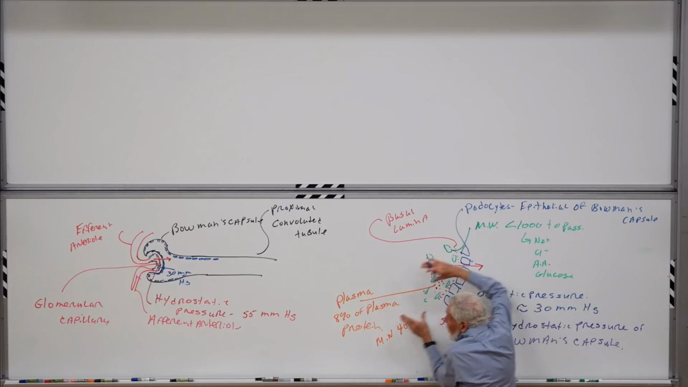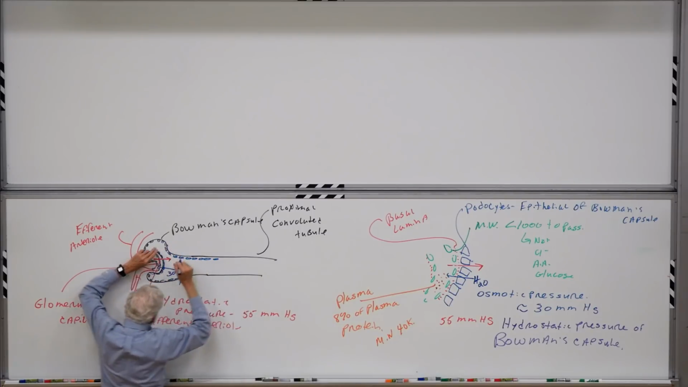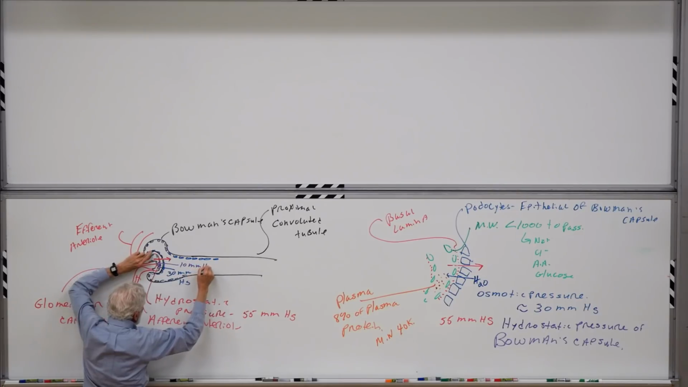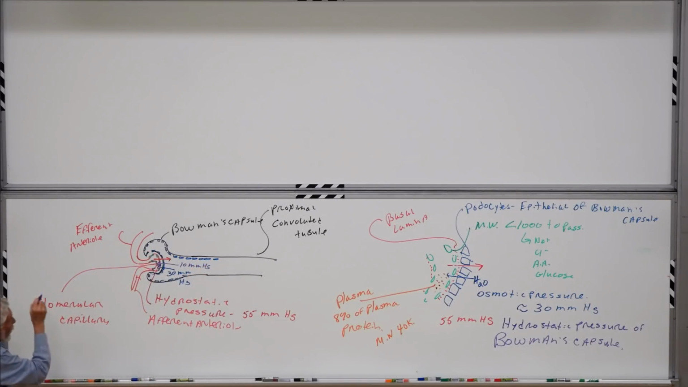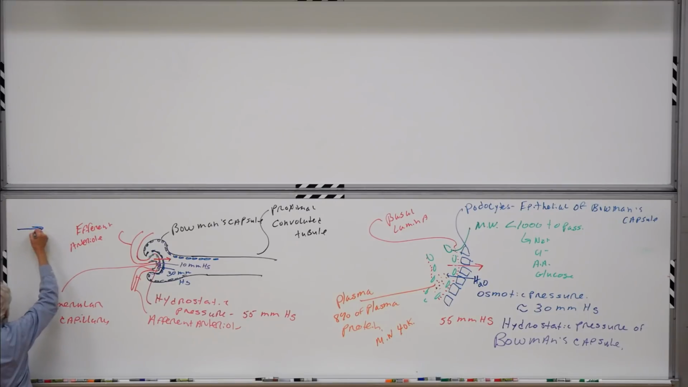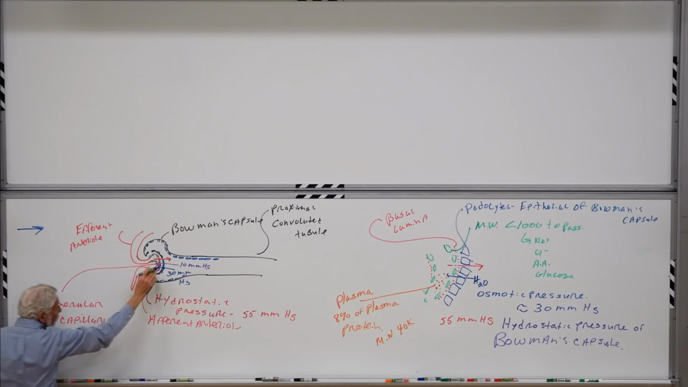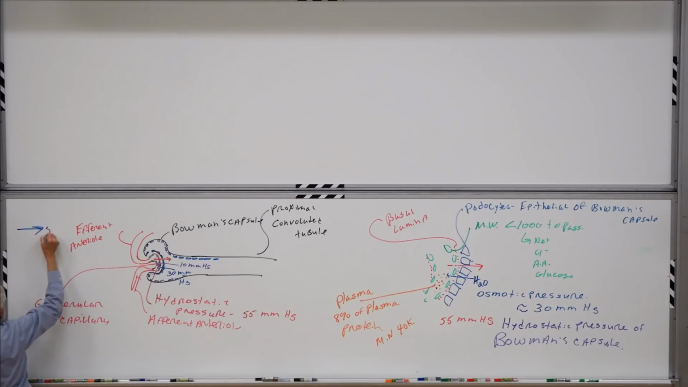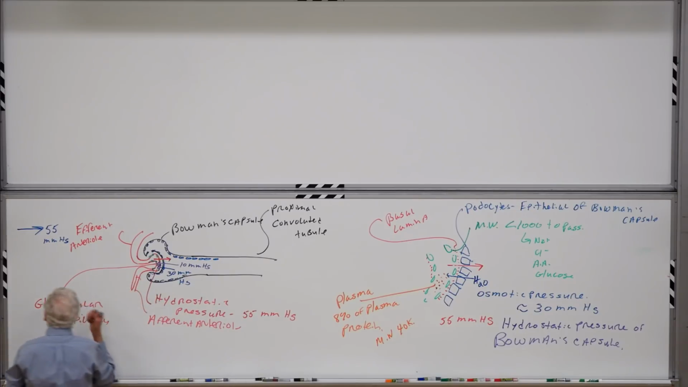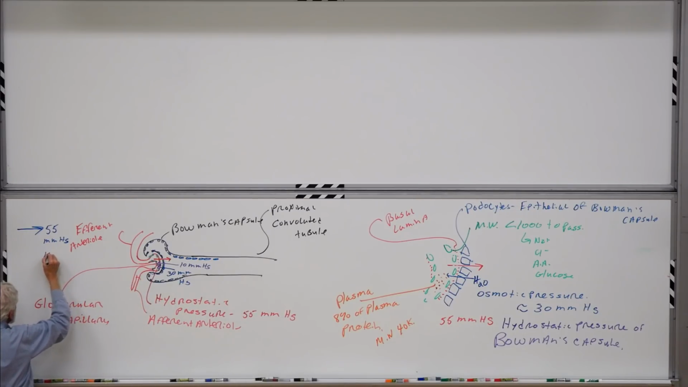So now as we've filled this balloon up with water, we have a hydrostatic pressure of Bowman's capsule. We can measure that. This is about 10 millimeters of mercury. So now if we add these up, we have the blue pressure of the hydrostatic pressure of the glomerulus as 55 millimeters of mercury. But moving in the opposite direction is the 15 millimeters of mercury of the hydrostatic pressure of Bowman's capsule.